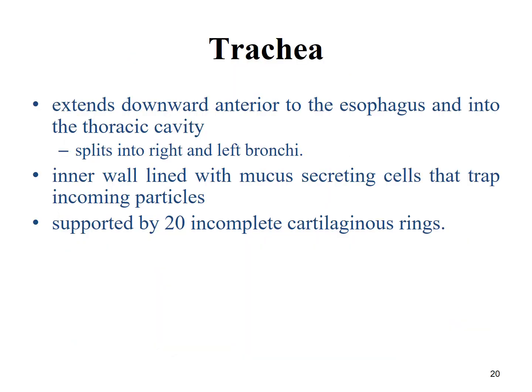The trachea extends downward into the thoracic cavity, passing alongside the esophagus. There, it splits into right and left bronchi. Each bronchus enters one of the lungs. The walls of the trachea are lined with mucus-secreting cells to trap any incoming particles. The trachea is very flexible. It is supported by 20 incomplete cartilage rings. The rings are incomplete posteriorly where the trachea comes in contact with the esophagus.